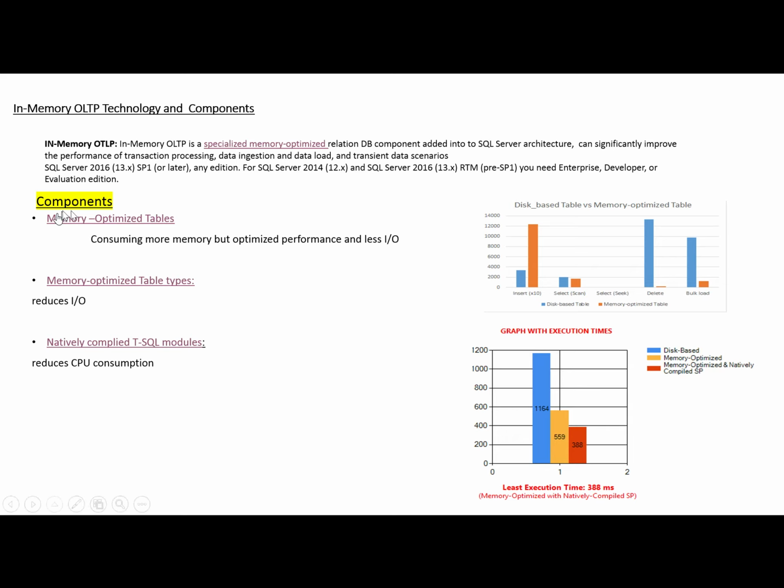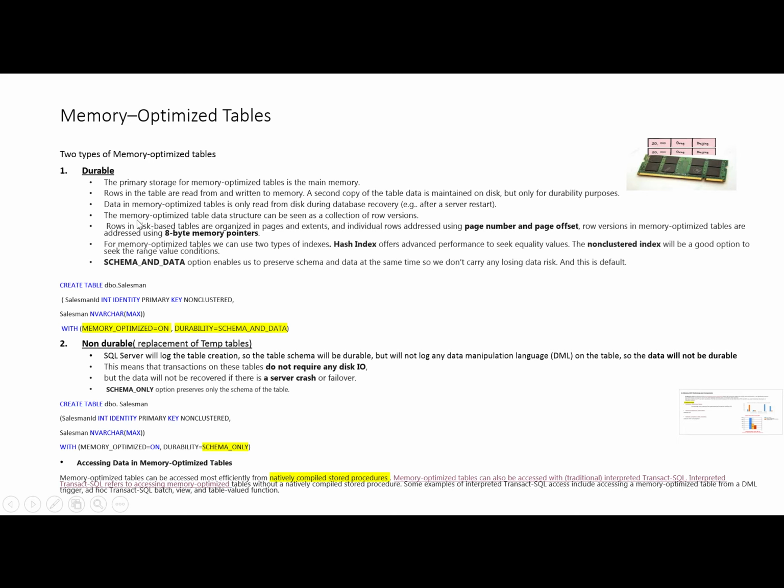So the basic components involved in this technology are memory optimized tables. There are two types of memory optimized tables: durable and non-durable. The primary storage for these tables is the main memory, and they can read and write data in main memory. Data in memory optimized tables is only read from the disk when a recovery process is needed, maybe the server crashed or the server restarted.